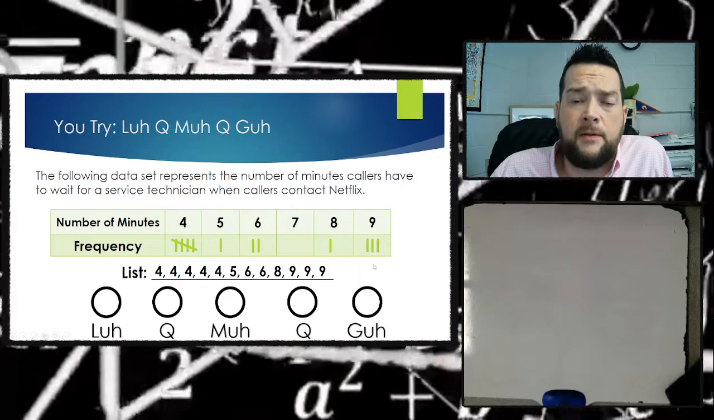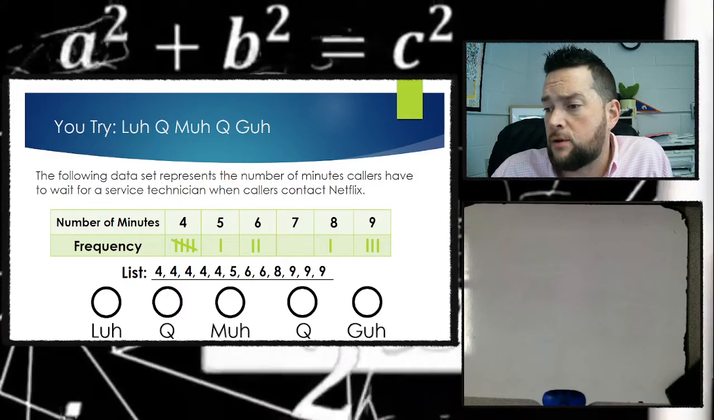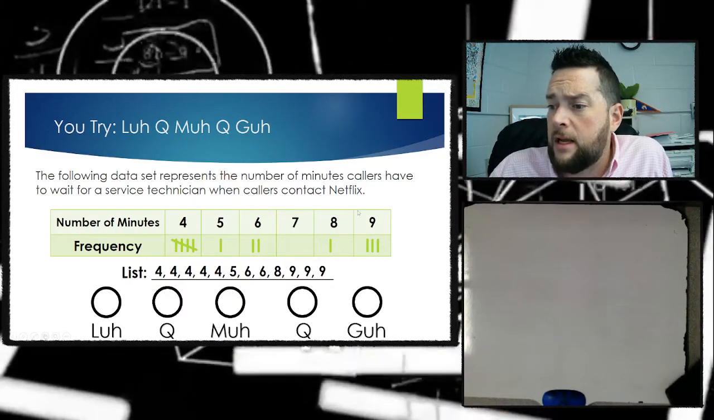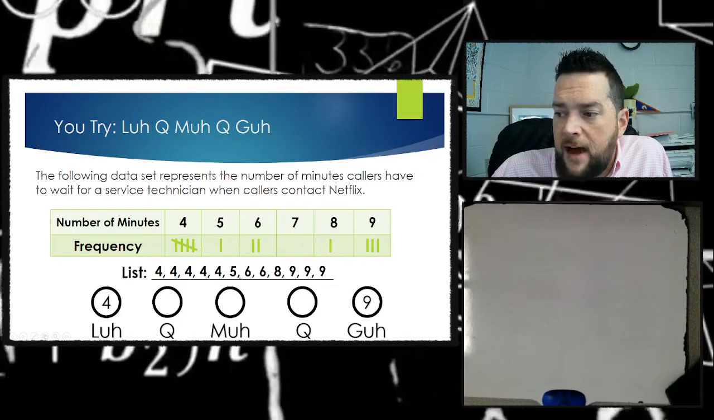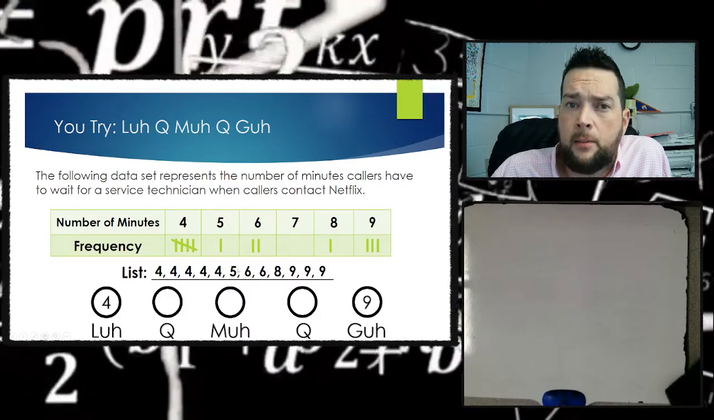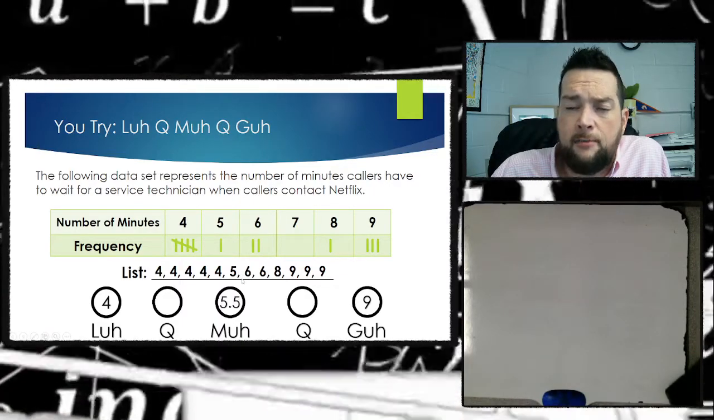Now then, pause the video, find your lucky muckuga, and then come back to see what the right answers are. All right, the least and the greatest are 4 and 9. The middle is going to be in between the 5 and the 6 right there because there's an even numbered data set, all right? So in between 5 and 6 is 5.5.